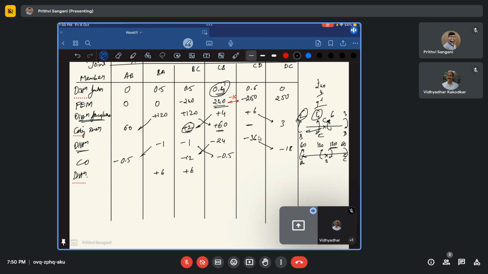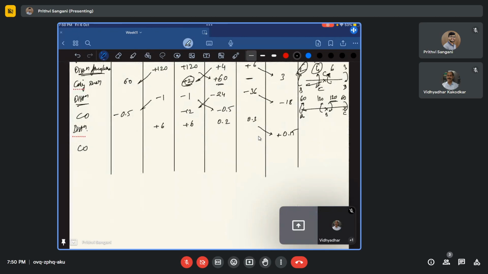Okay. And here, CB I have only minus 0.5. So I'll apply only plus 0.5. So if I apply plus 0.5, it is going to distribute as 0.2, and this is going to be 0.3. Now again it will be carried over. So you just carry over this to this. This is plus 0.15. Fine. And this is going to carry over to 0.1, and this is going to be 3, and this is going to carry over here as 3 again.